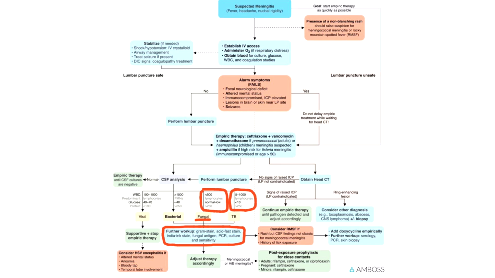So let's note that if the responsible pathogen for bacterial meningitis is Neisseria meningitidis or Haemophilus influenzae B, then post-exposure prophylaxis for close contacts of your patient should be provided. So if the close contacts of your patient are adults, then you're going to give rifampin, ceftriaxone, or ciprofloxacin. And if the close contact is pregnant, then you're going to give those contacts ceftriaxone. And then in the case of minors, you can either give rifampin or ceftriaxone.